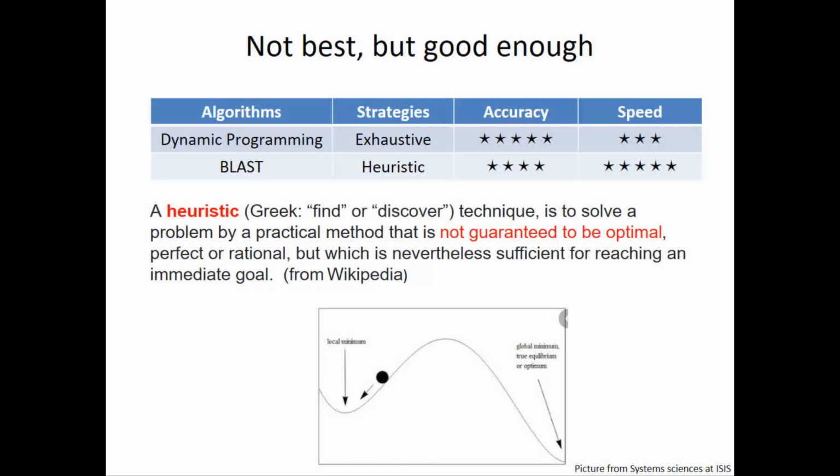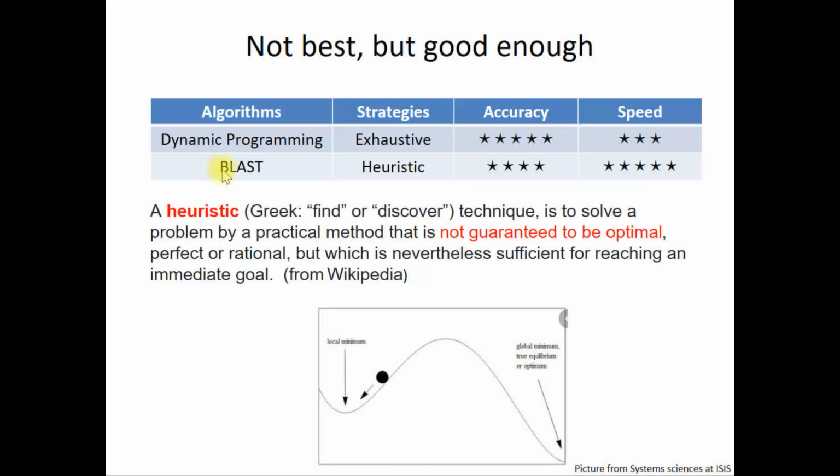Okay, let's summarize it briefly. BLAST is different from algorithms based on dynamic programming, such as Needleman-Wunsch and Smith-Waterman. Dynamic programming is an exhaustive strategy. It searches the search space exhaustively, so it has good accuracy but relatively low speed.